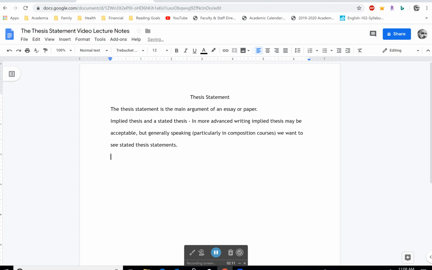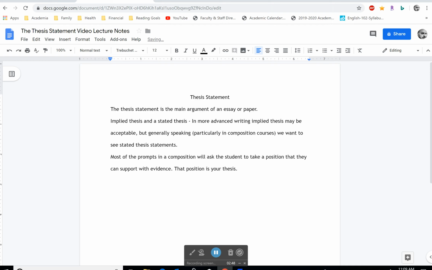So most of the essays you are going to be asked to write, most of the prompts that you will be responding to in a composition course will ask you to take a position. Most of the prompts in composition and most of your humanities courses will ask the student to take a position that they can support with evidence. That position is your thesis.